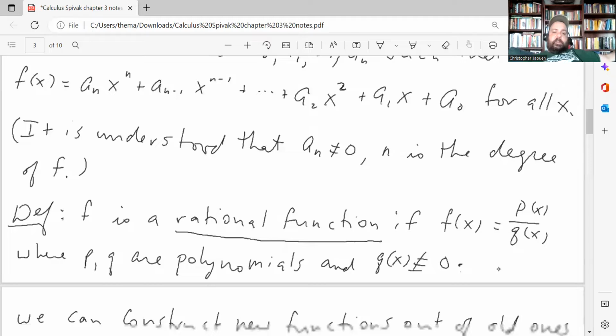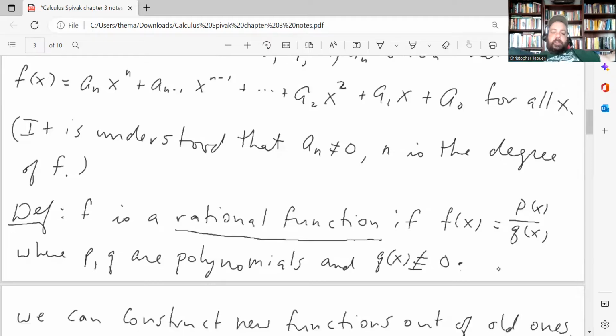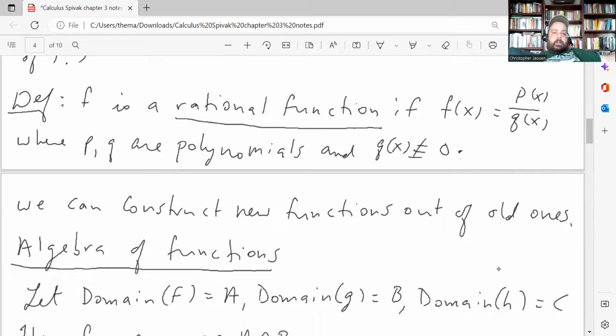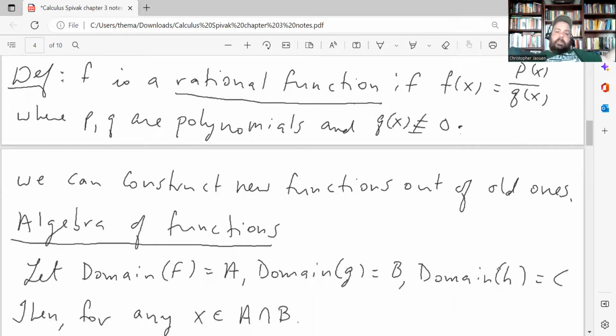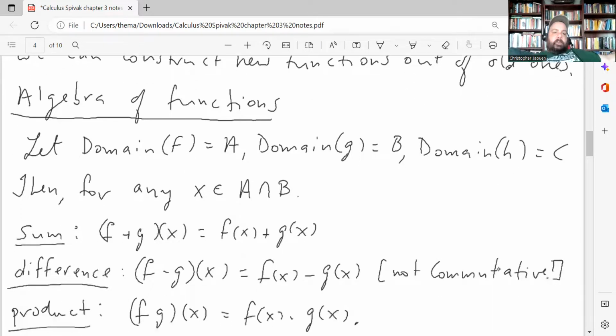He also gives the definition for the class of rational functions, which are all functions whose y-coordinates are ratios of polynomials, where the polynomial in the denominator is not identically 0, right? And then he goes into how we construct a larger family of functions that you can get by building new functions out of old ones using some operations. So here he talks about the algebra of functions.